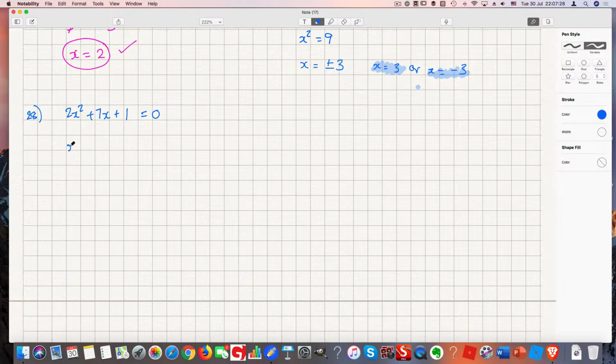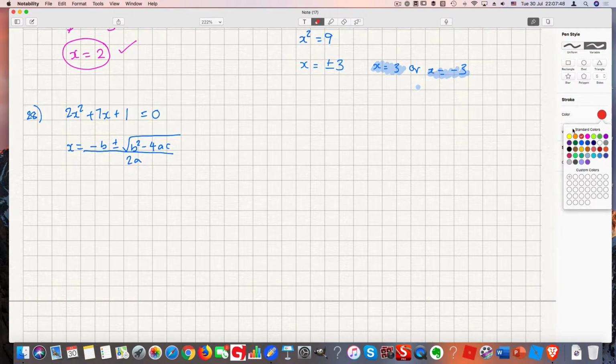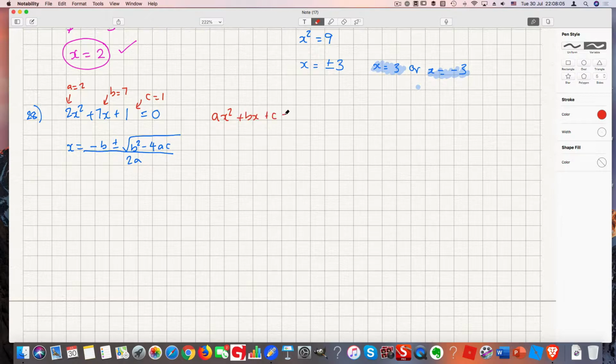So we said we're going to use x equals minus b plus or minus square root of b squared, take away 4ac, divided by 2 times a. Okay, so first of all, what is a, b, and c? So we get a, b, and c by looking at this equation. So a equals 2, b equals 7, and c equals 1. The general equation is ax squared plus bx plus c equals 0. So that's where we get a, b, and c.